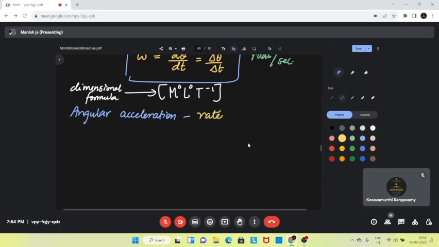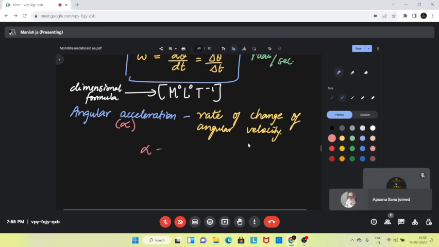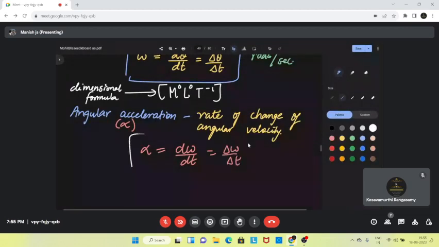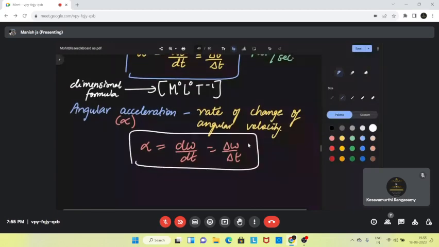So it's the rate of change of angular velocity. That we can call angular acceleration. It is given again by a Greek alphabet called alpha. So we represent it as alpha. So alpha is equal to d omega by dt. So this is the simple expression for angular acceleration. Or you can also say delta omega by delta t. We can express it like this too. So this is the formula for angular acceleration.